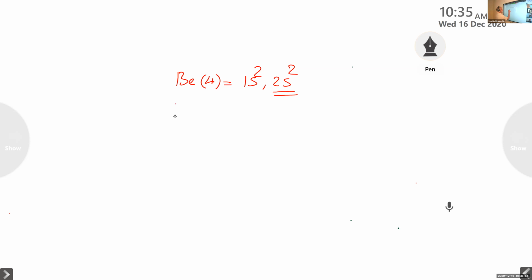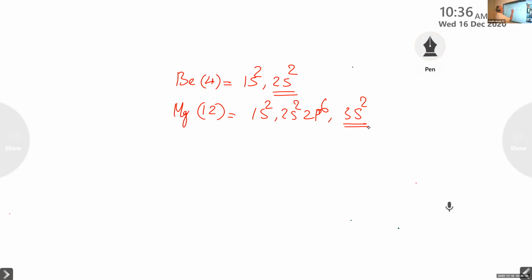Take one more, magnesium, atomic number equal to 12. The configuration will be 1s2, 2s2, 2p6, then 3s2. See here also, the outermost configuration is s2: beryllium 2s2, magnesium 3s2, calcium 4s2, etc. So in general, there will be s2 configuration in the outermost level.